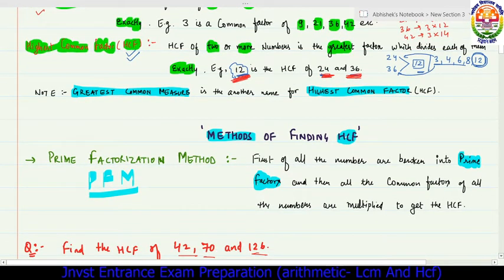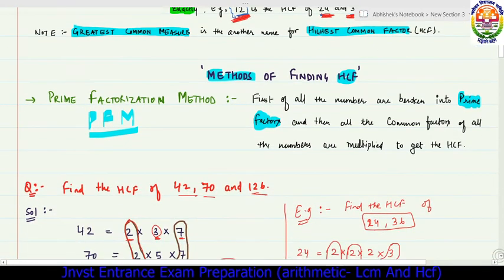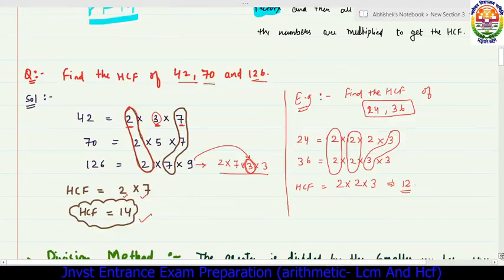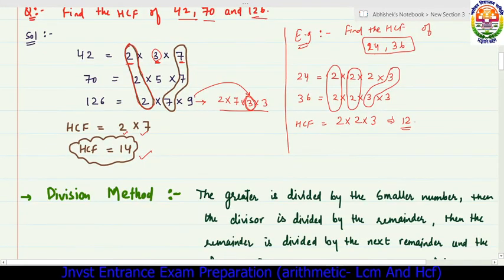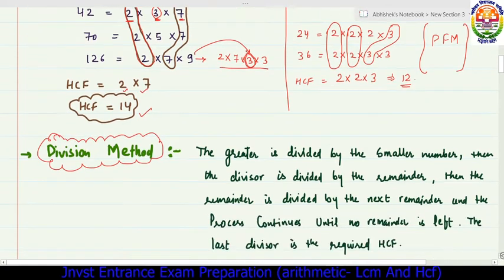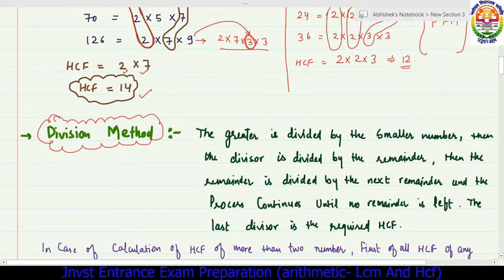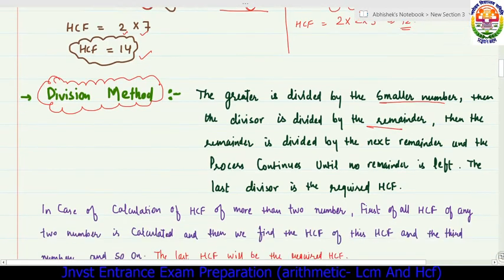Now we'll talk about the next method. The first is called the prime factorization method. Now the second method is the division method. In the division method, the greater number is divided by the smaller number. Then the divisor is divided by the remainder. Let's take an example.